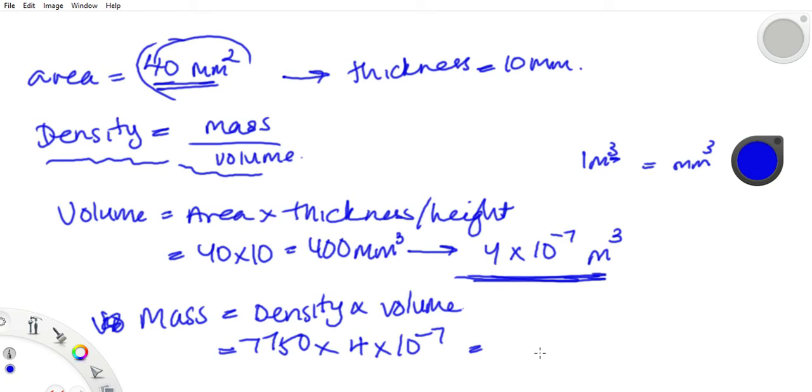The solution to that is 750 times 4 times 10 to the minus 7, which is 3.1 times 10 to the minus 3.